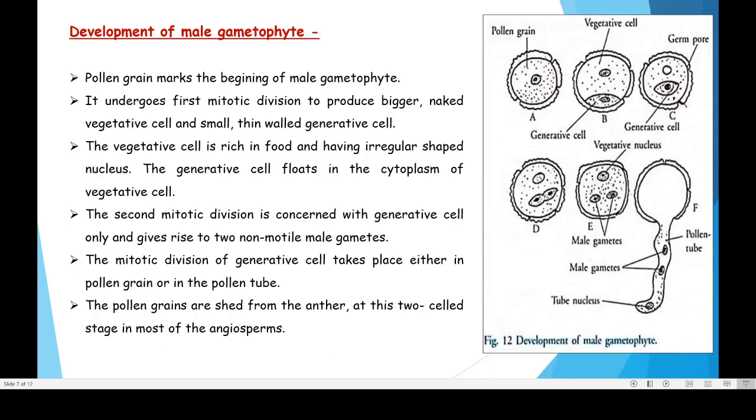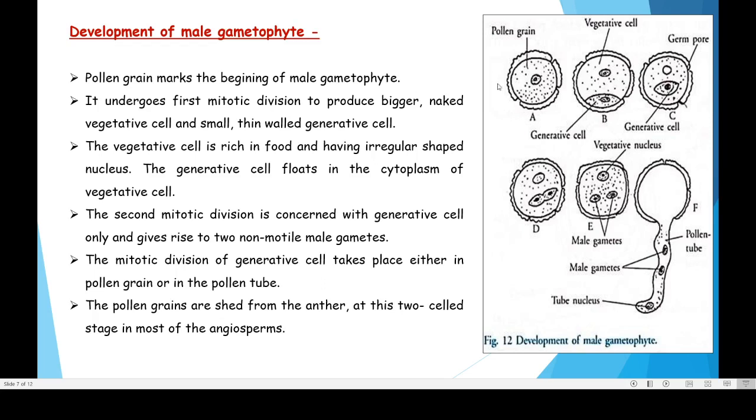Now we have to see how pollen grain or microspore develops into male gametophyte. When these pollen grains fall on receptive stigma, some changes occur over there, or before that also these changes may occur. The pollen starts to germinate. In this germination process, the nucleus of a pollen goes through mitosis and gives two daughter nuclei.